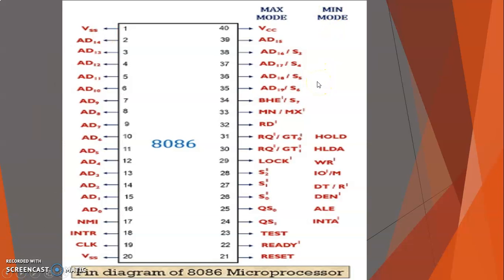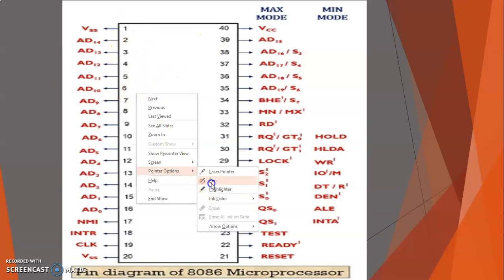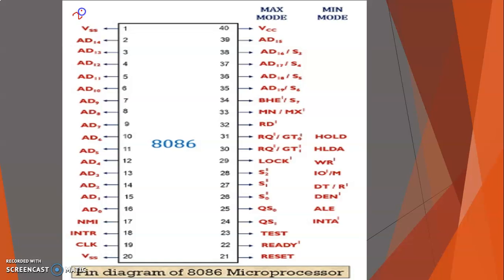In this diagram, you can see there are 20 pins on one side and 20 pins on the other side. So in total it is a 40-pin configuration. Okay, here one side is for maximum mode and one side is for minimum mode. Minimum mode means single processing and maximum mode means multiple processors. So pin number 1 is VSS, that is your ground.